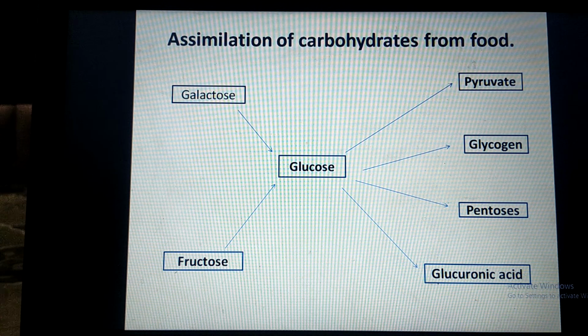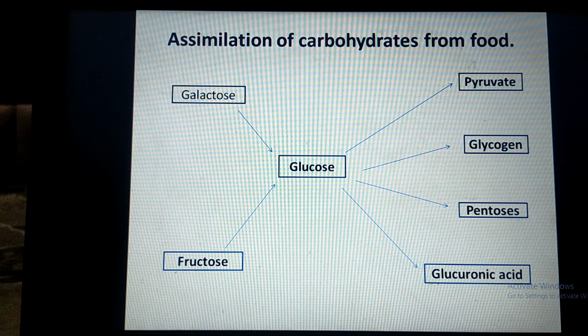If excess glucose is present, then that excess glucose is converted into glycogen in liver and skeletal muscle and stored for future use. Some amount of glucose also enters into the HMP shunt pathway. We will see that pathway later on, and it gets converted into pentose sugars like ribose 5-phosphate, ribulose 5-phosphate, xylose 5-phosphate and xylulose 5-phosphate. These pentose sugars are mainly used for synthesis of nucleotides and nucleic acids.